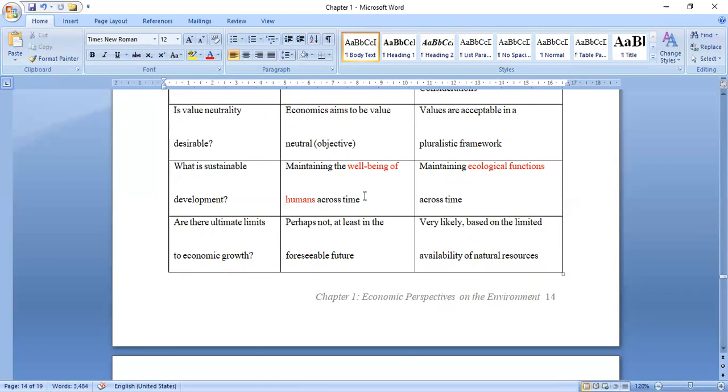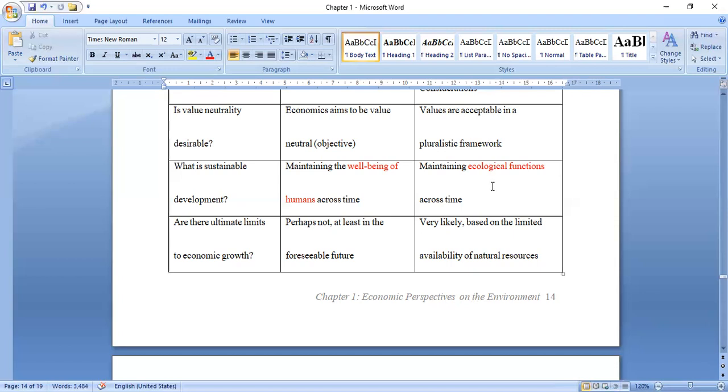They look at the welfare of human beings at the center of analysis. Those are environmental economists. Whereas the ecological economists, we've seen that they look at nature at the center of analysis. And therefore, they consider the ecological functions. And what are those ecological functions?